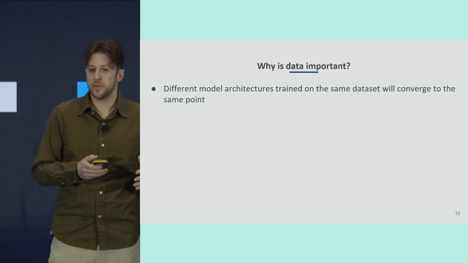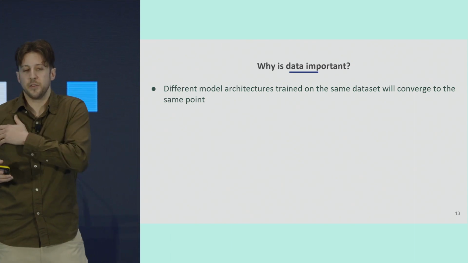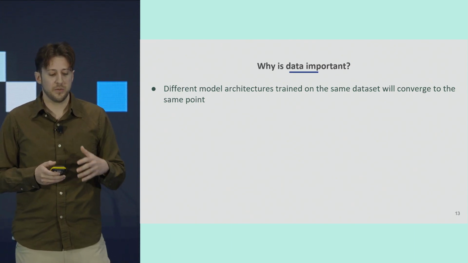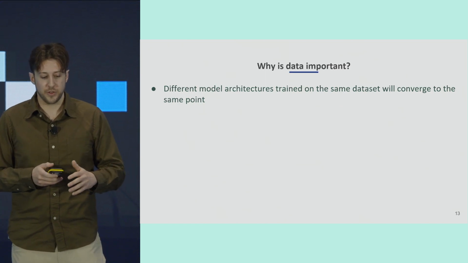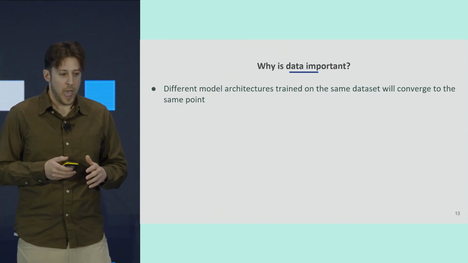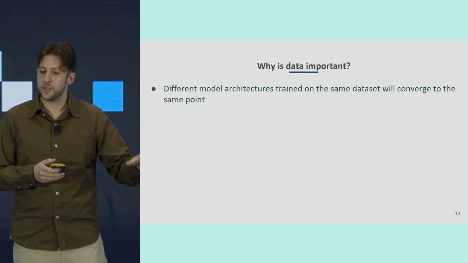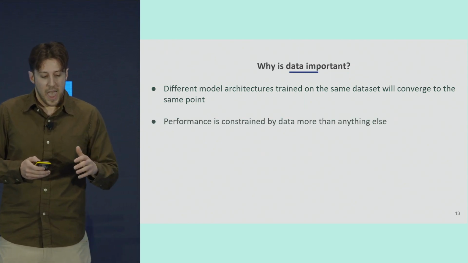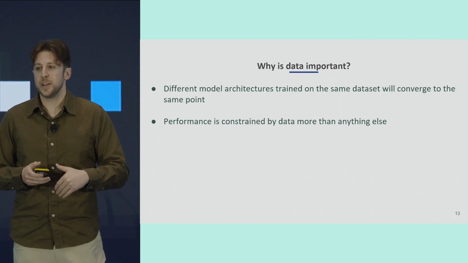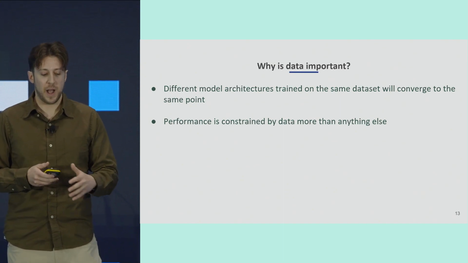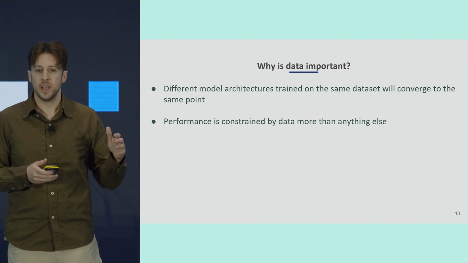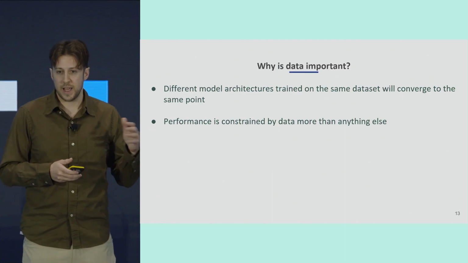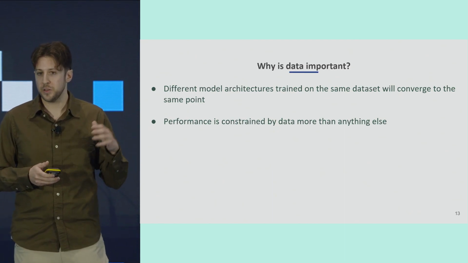There are observations from various researchers and from some studies that show that really different model architectures, when they're trained on the same data sets, given enough time and given enough compute, will eventually converge to the same point. And so what this tells me is that performance is really constrained by data more than anything else. Of course, if you're in a compute-limited environment or you're training smaller models, that affects it too.